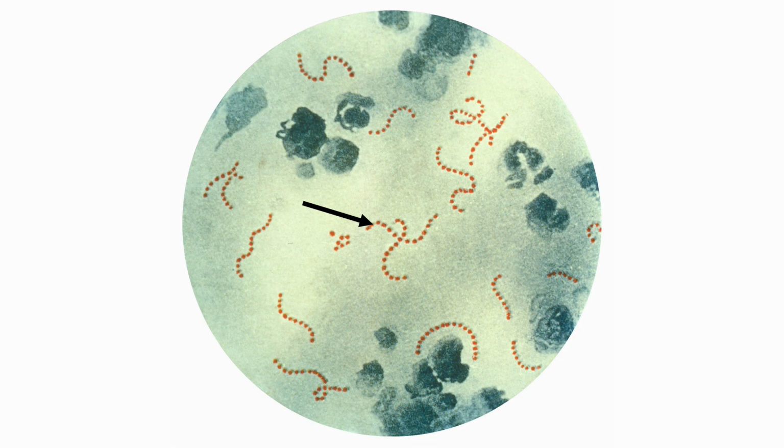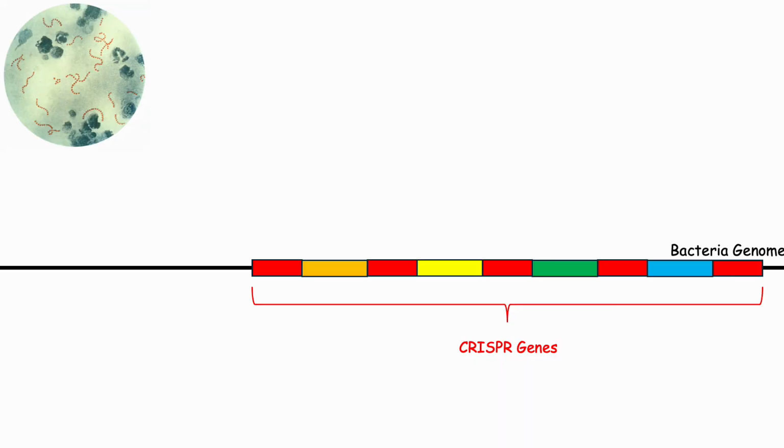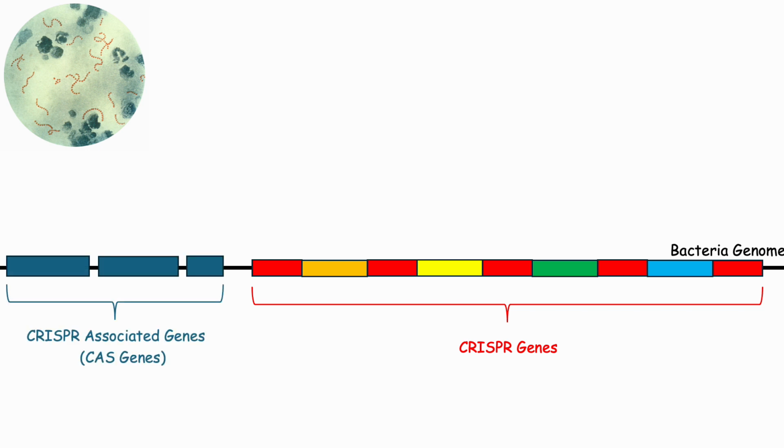Let's go a little bit further into how the bacteria uses the embedded phage DNA from its own genome, looking at the DNA in a bacterium, Streptococcus pyogenes. In its genome, just before the CRISPR sequences, are called the CRISPR-associated genes, or CAS. Can you guess what their function is related to?